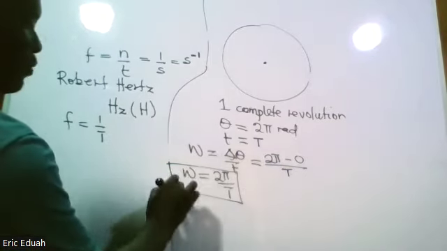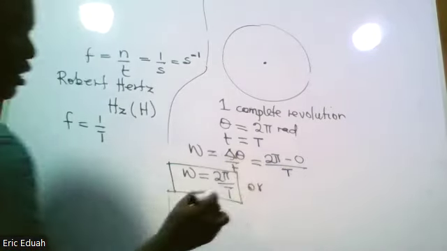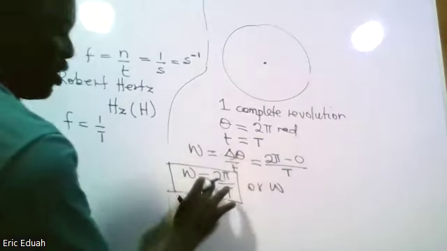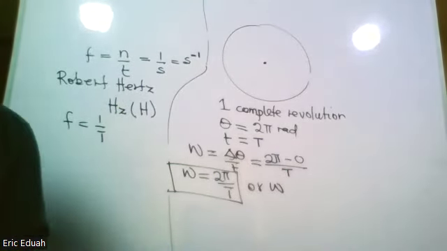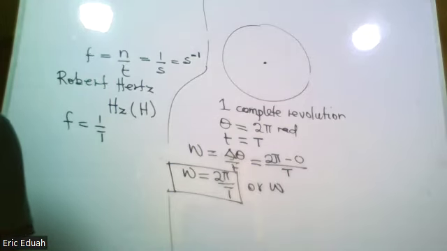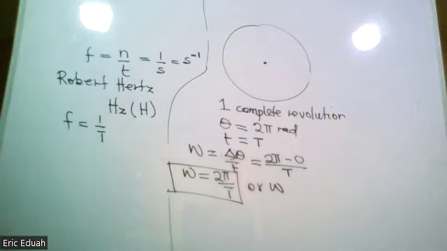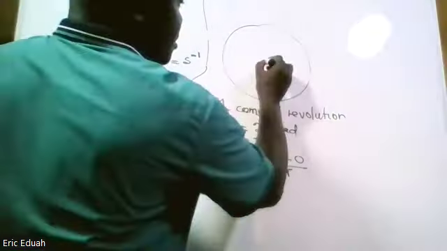the period. Please, the change in theta, is it 2 pi minus 0 or theta? Exactly. Look at 2 pi minus 0.